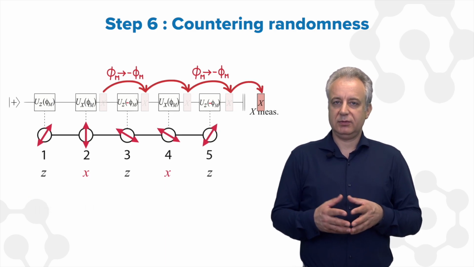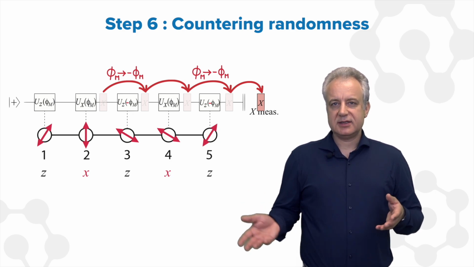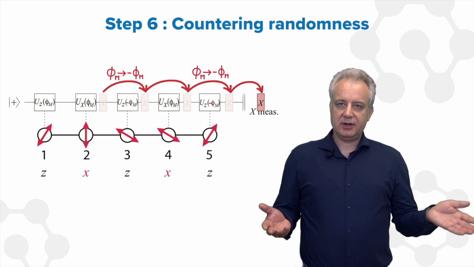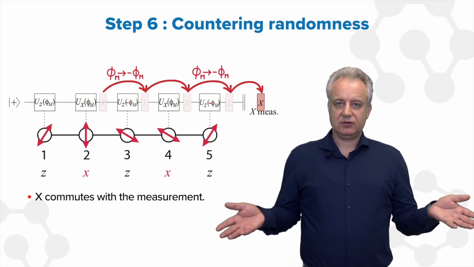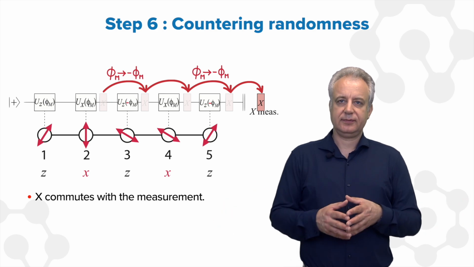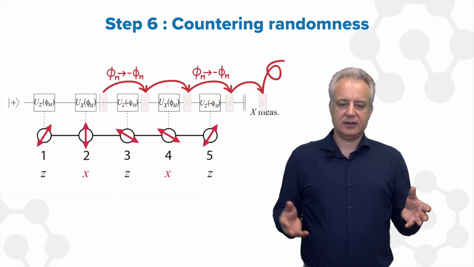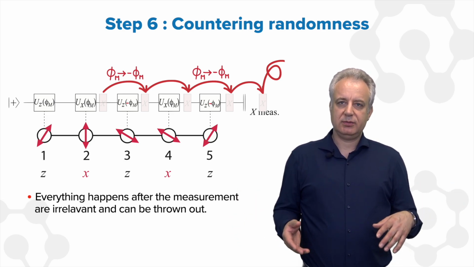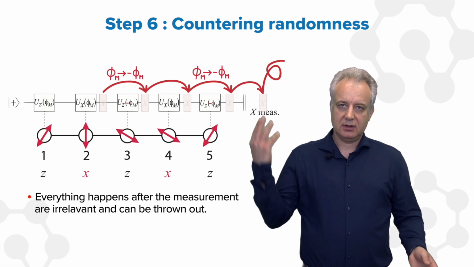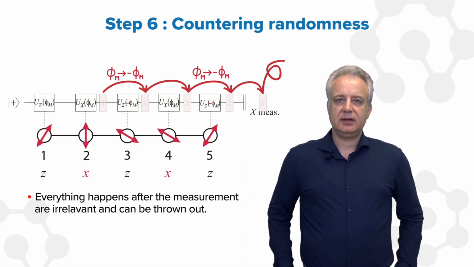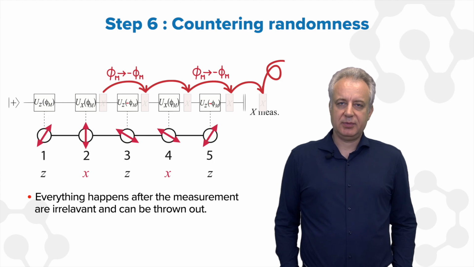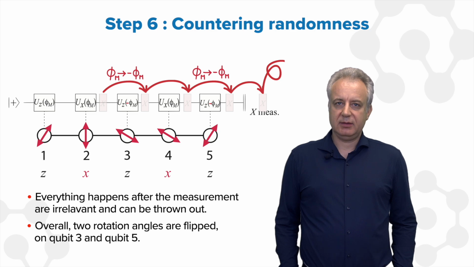Okay, so now we still need to propagate that byproduct past the final readout. Here in this case, the byproduct and the final measurement commute, so there is no change. And then finally, as we said earlier, everything that happens after the readout measurement we can just forget about, and so we just throw it out. If we now collect what has happened, we find that the rotation angles have been flipped, namely on qubit 3 and on qubit 5.